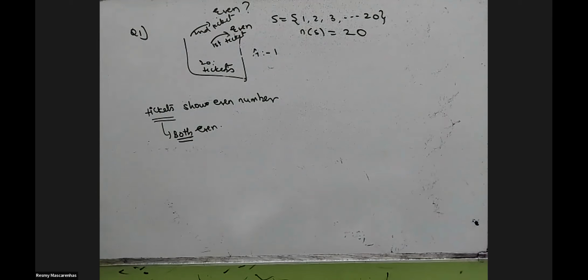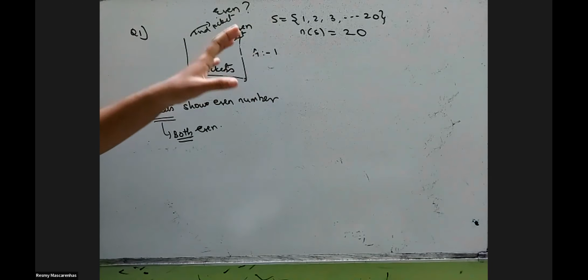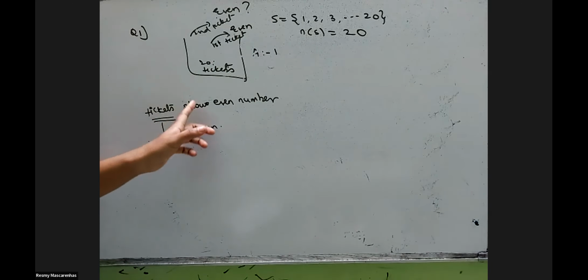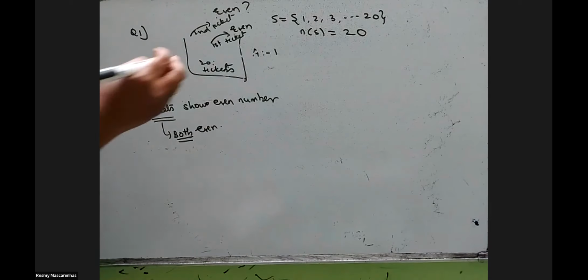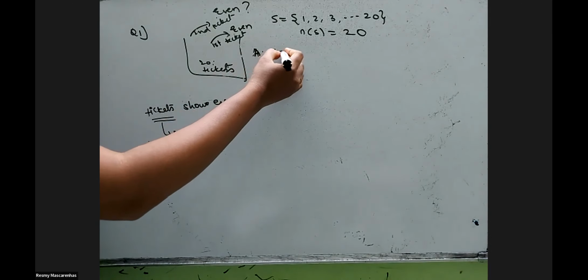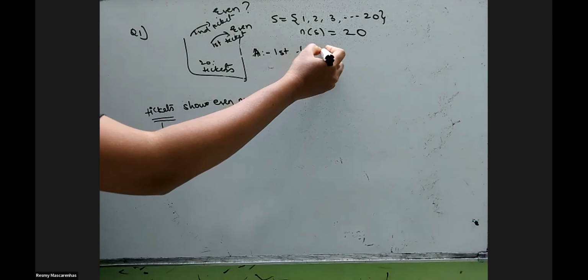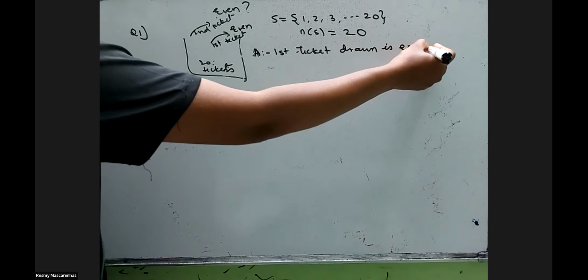They have not specified first one should be even, second one should be even. The one ticket is removed, kept aside, and second one is removed. What is the probability that the tickets show even number? Means both of them should have even number. So first we'll calculate the chances of the first one to be even. First ticket drawn is even.